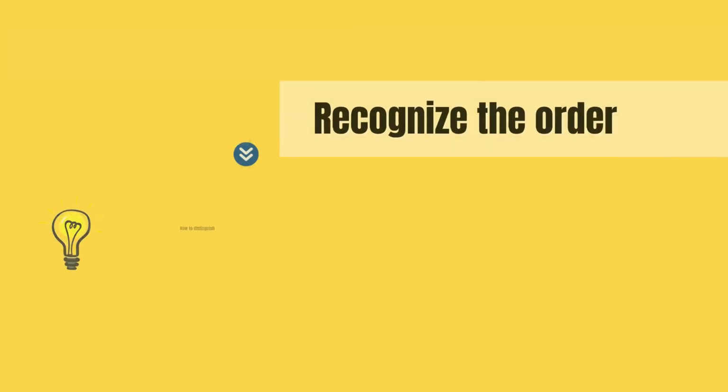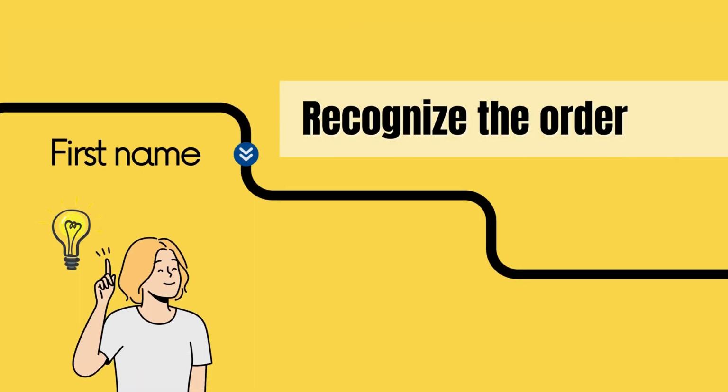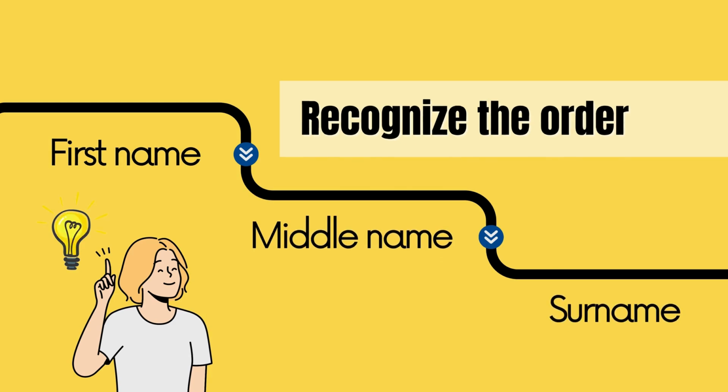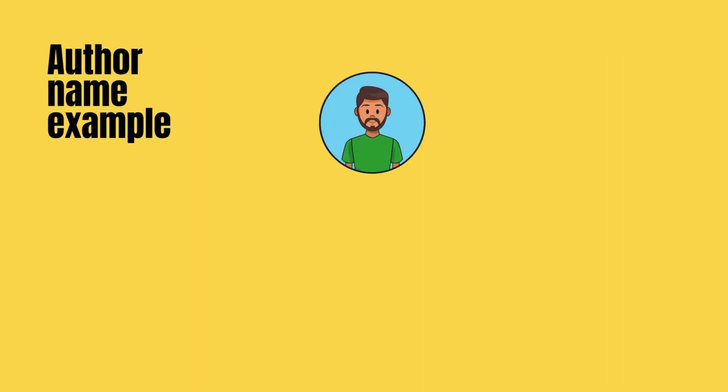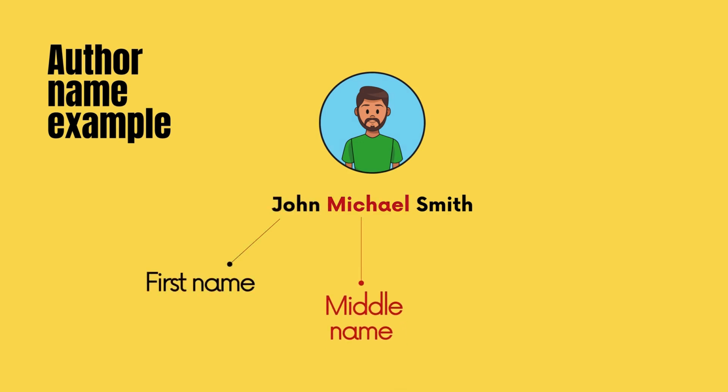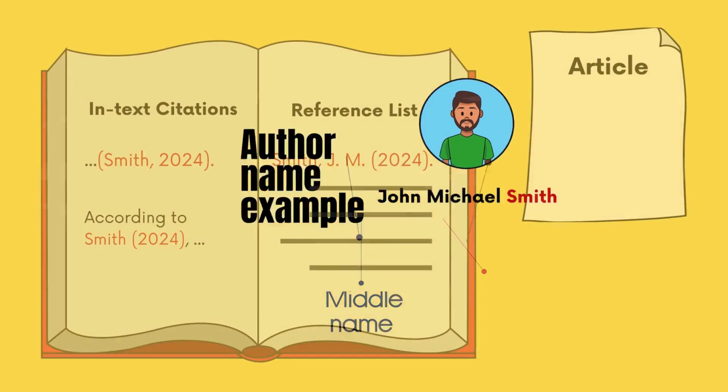Some of you may wonder how to distinguish between first, middle, and surnames. The key is to recognize the order. The first name is presented first, the middle name appears in the middle, and the surname comes last. For example, if the author's full name is John Michael Smith, the first name is John, the middle name is Michael and the surname is Smith.